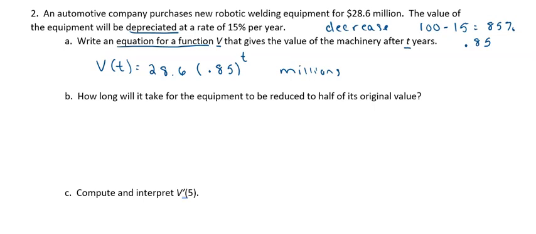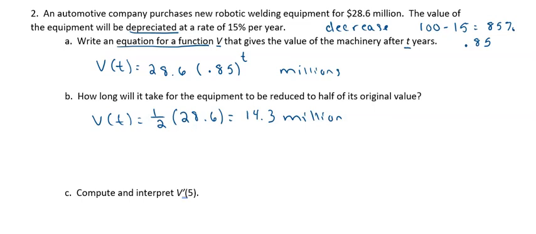Now it's going to ask how long will it take for the equipment to reduce to half of its original value. So we're looking for our value at our time to be half of our original value. Our original value was 28.6 million. So if we're looking for half of that original value, 28.6 million divided by 2 is 14.3 million. So now we're trying to figure out when will v of t be 14.3 million.